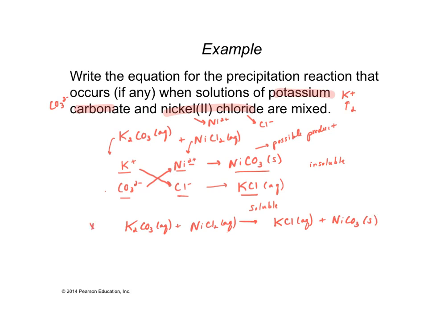So this is my nice precipitation reaction. The only thing I have left to do is to balance it. So for this one, I've got 2 potassiums. I'm going to put a 2 here, and then that should balance everything. So everything should be good. Okay.